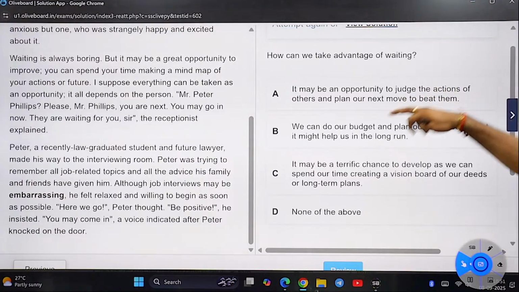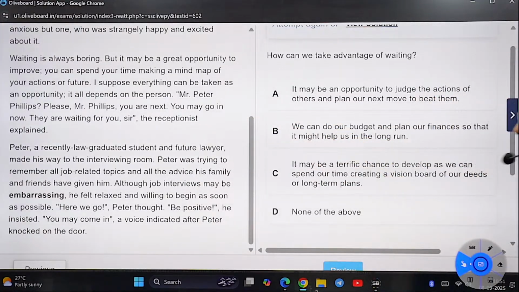How can we take advantage of waiting? Thank you, Arvind. 5 more to go.